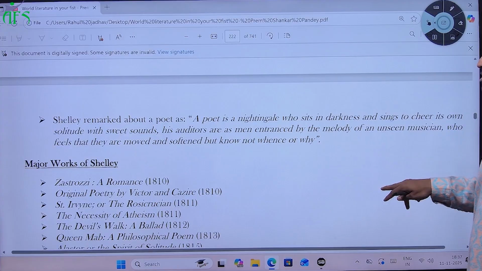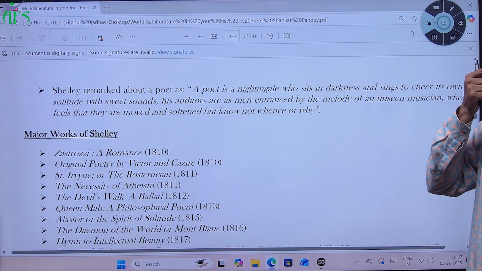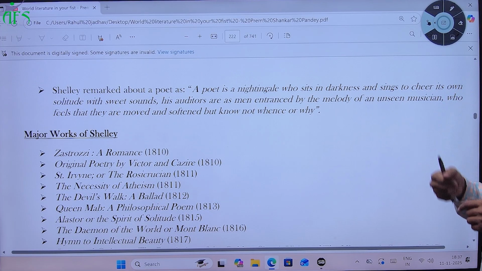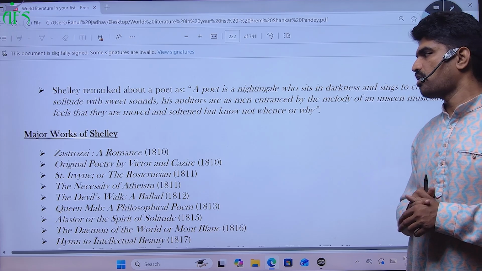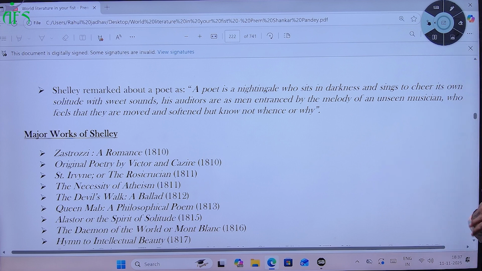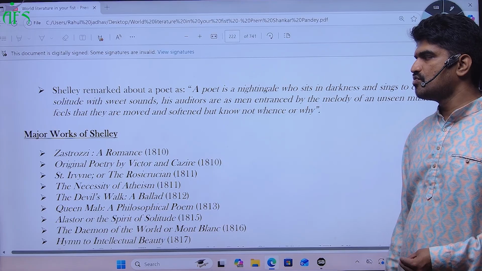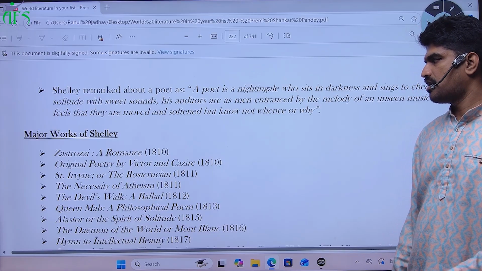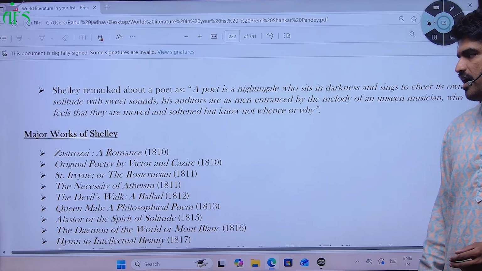He remarked about a poet, A poet is a nightingale who sits in darkness and sings to cheer its own solitude with sweet sounds. His auditors are as men entranced by the melody of an unseen musician who feels that they are moved and softened, but know not whence or why.